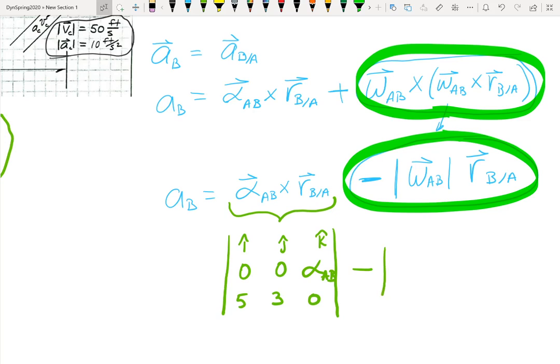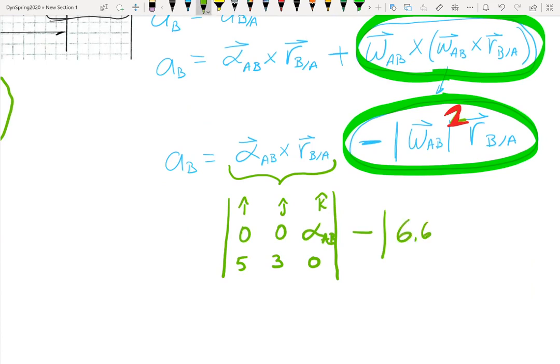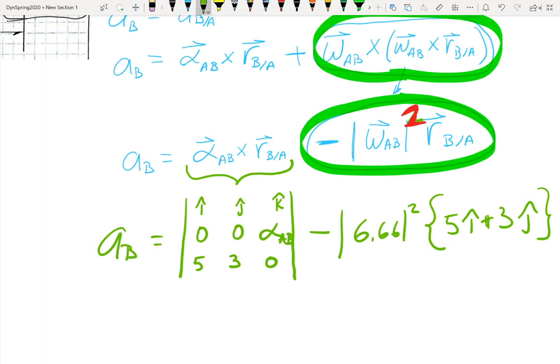Then the omega, and I did make a mistake here. This should be squared. So my omega, what was my omega? AB was 6.66. Then square it times the vector. Okay, I don't know how to do it except 5I plus 3J. And go back, put in acceleration of B. I should be putting that with a vector across the top of it.